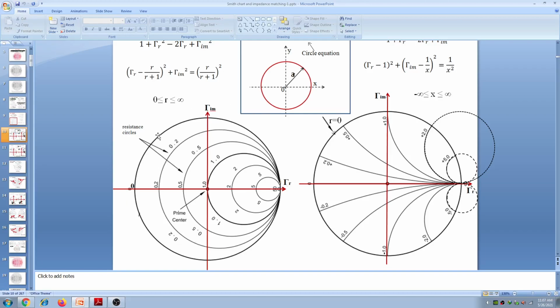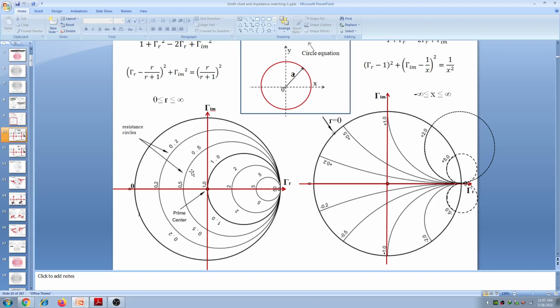Every circle is associated with a particular value of resistance. This last circle is the R equal to 0 circle. R equal to 0.2, this is a circle. Anywhere you move on this circle, the value of R remains the same, that is 0.2. Similarly, this circle is 0.5. This circle is associated with the resistance value 0.5, and this circle with the resistance value 2.